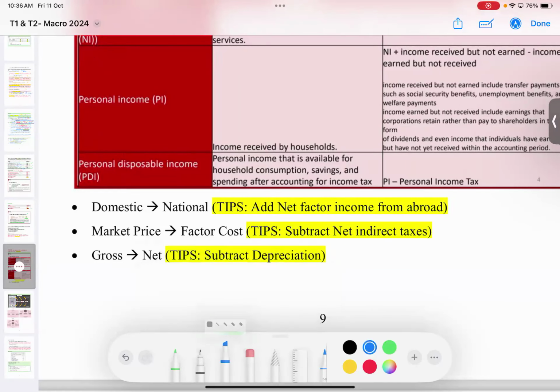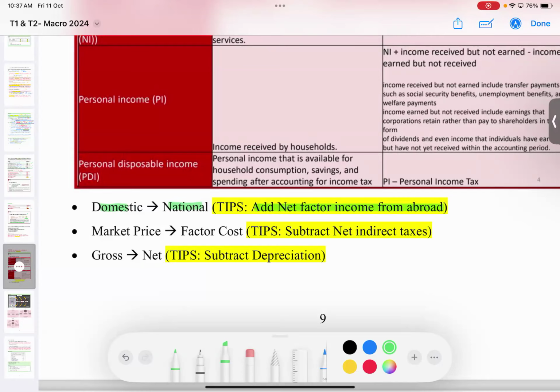If I want to calculate from domestic to national, for example from gross domestic product to gross national product: domestic means you only look into the domestic market, while national means I take into account income that's earned abroad. So I add on net factor income from abroad. Remember, when converting from domestic to national, you add on the net income earned from abroad.